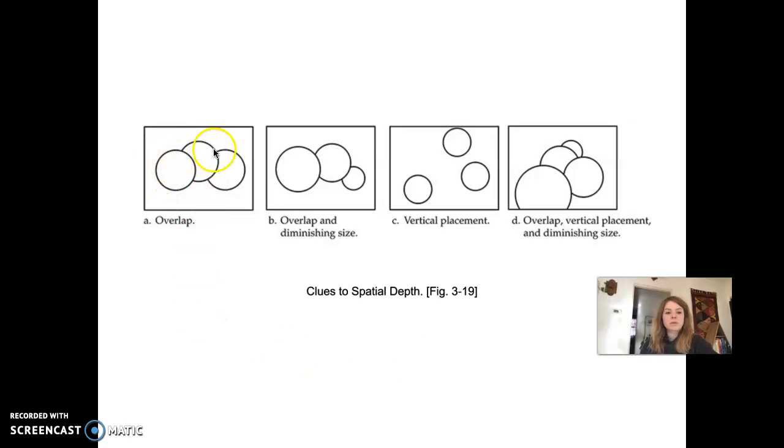So figure A shows overlap. So if you overlap things, that helps to create depth. The object that overlaps another object appears closer to us. So this one appears the closest, the next closest, and then this one is the furthest away, just from a simple overlap. Another way of doing it is overlap with diminishing size added in there. So objects that get smaller appear further away. And then they're also overlapping.